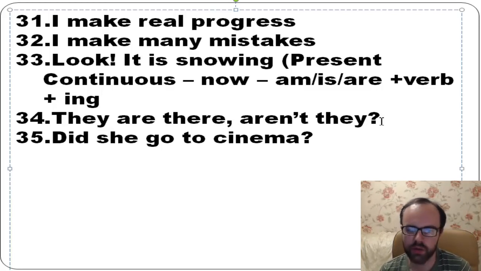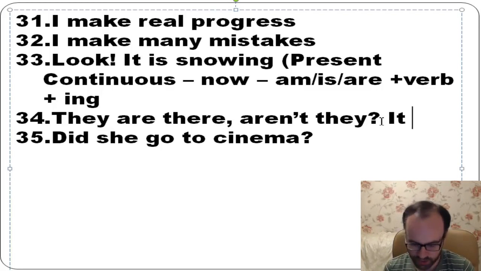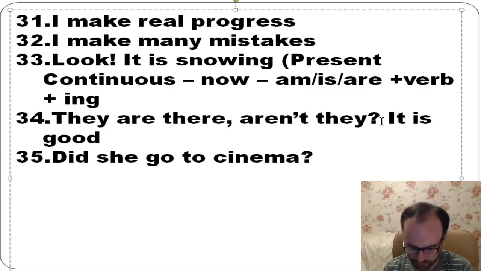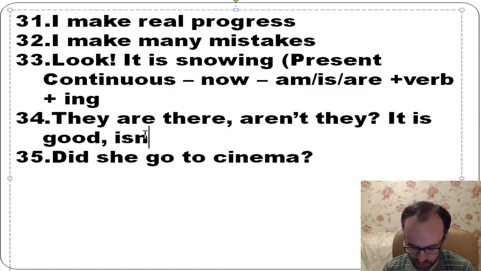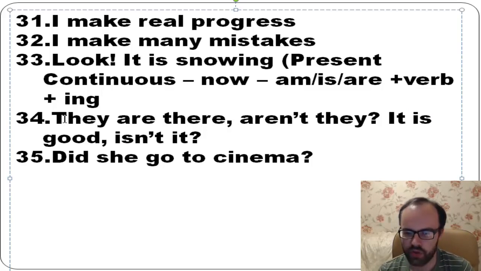Okay, I'll give you one more example. It is good. You look at this and you need to form a negative. Isn't it? We say isn't it when we have is. If we don't have is, for example, are, we use another negative form, so aren't they?